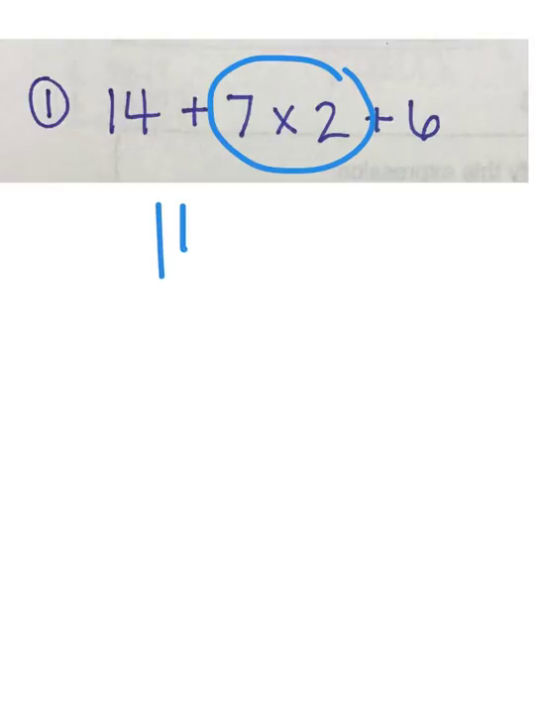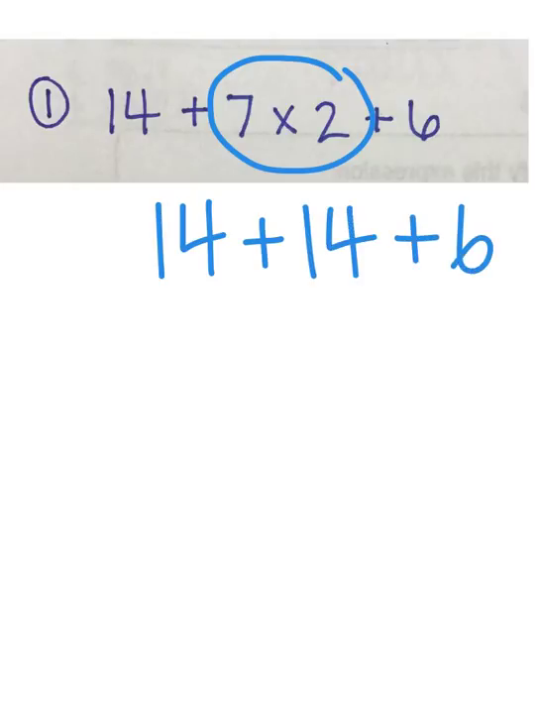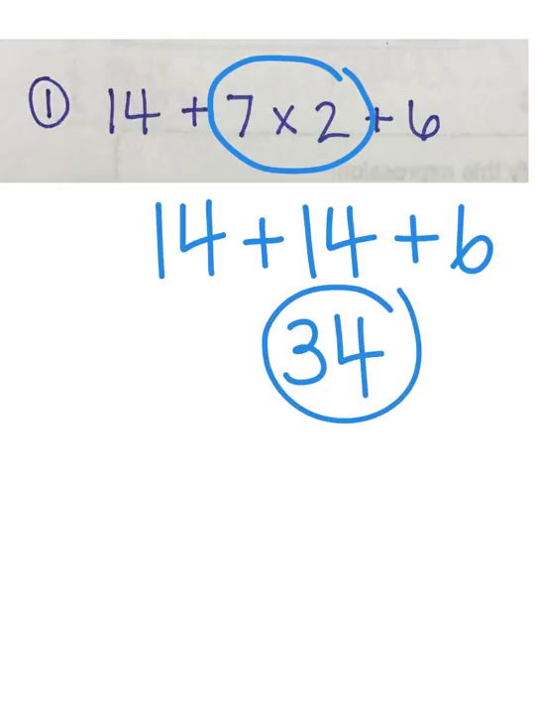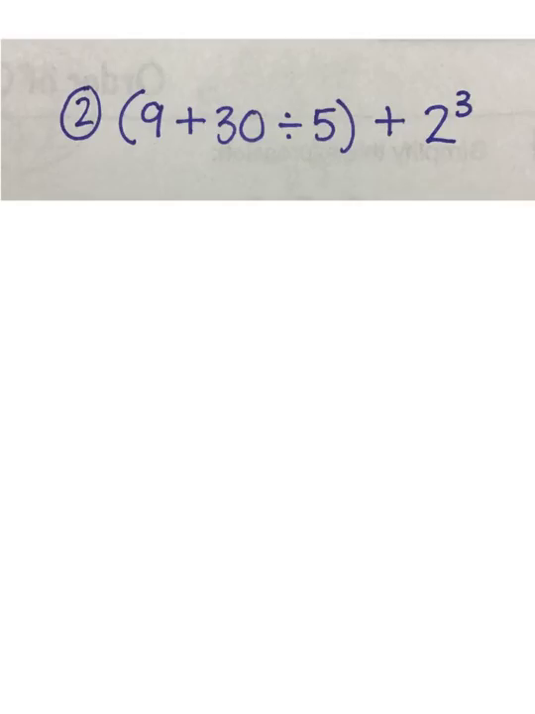So let's bring down our 14, bring down our plus sign. 7 times 2 gets us 14. Bring down our plus 6. Now, since we just have all addition, we can add those together, and we are left with 34 as our final answer. Now let's take a look at number 2.